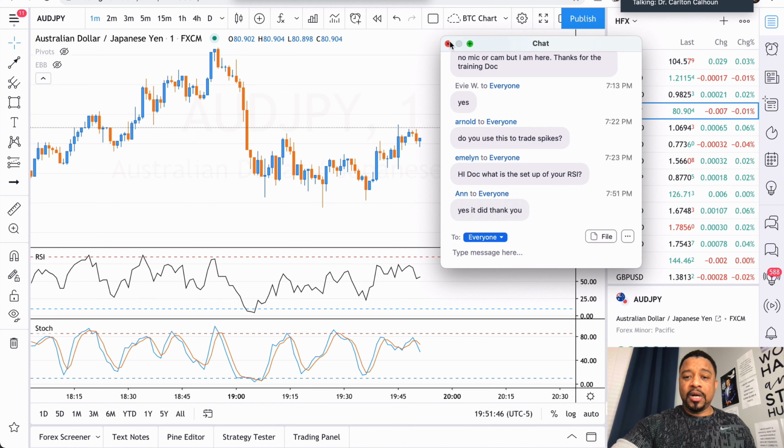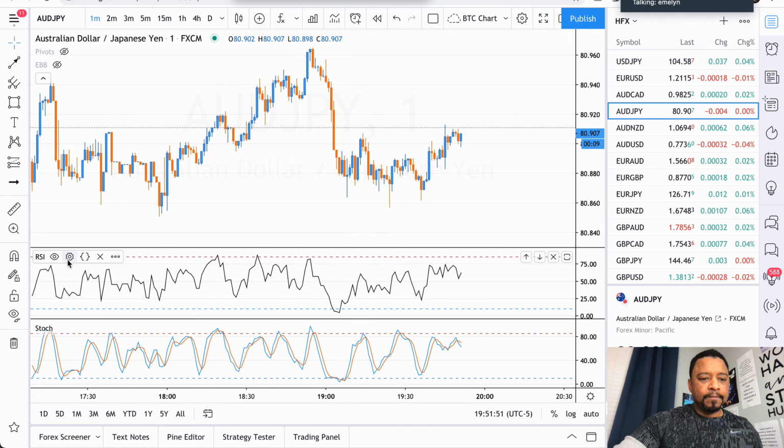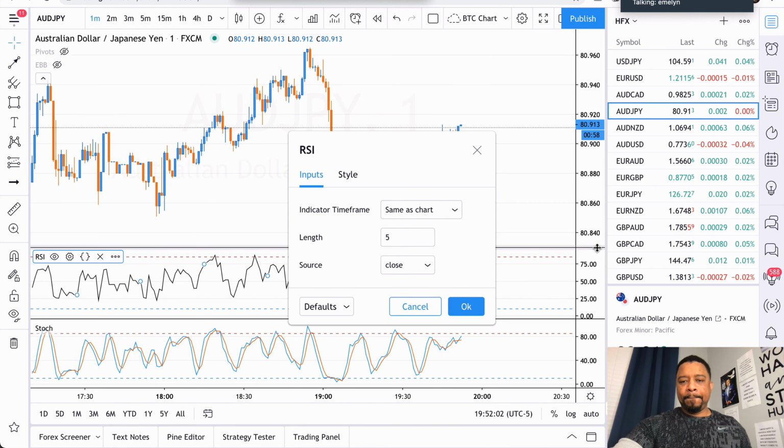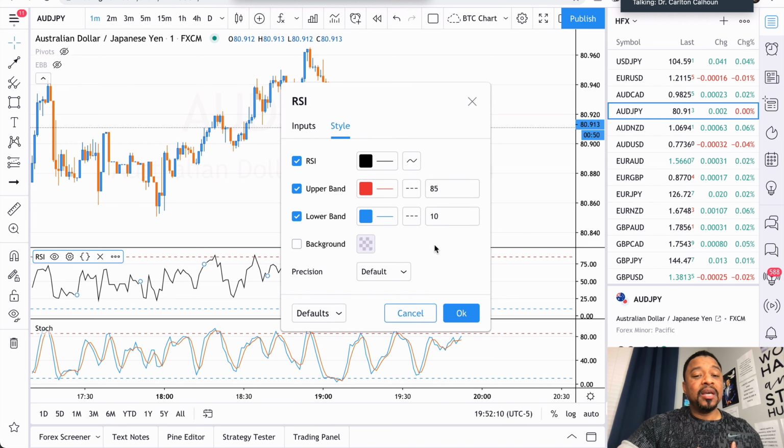Before I go, my RSI settings for those who may have come late. Here they are. So the input, the length is 5. That's the only thing you have to change. The other two are default. Then the style: I changed my upper band and lower band. Usually it's 30/70, and most people tell you to put it at 20/80. My lower band is 10. My upper band is 85.